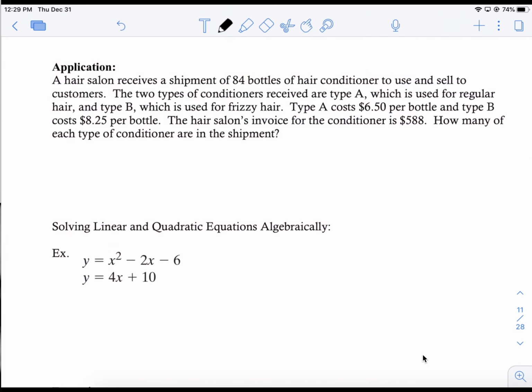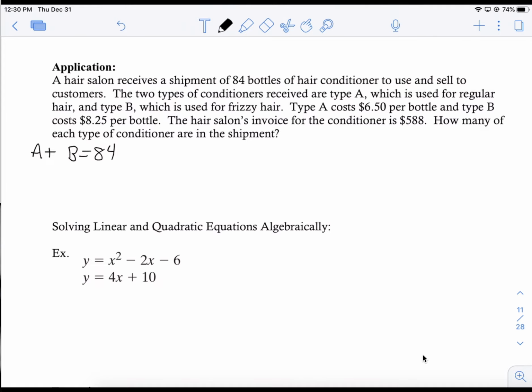It says the hair salon receives a shipment of 84 bottles of hair conditioner to use and sell to customers. The 2 types of conditioners, so this tells me there's 2 variables right now, are type A and type B. Okay, so right now, if I know I have A and B, and then I got a total of 84 bottles, total means we add, and all the bottles together makes 84 bottles. That's my first equation, nothing fancy.